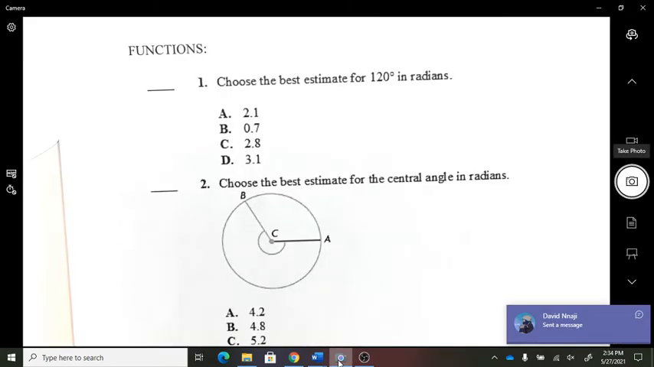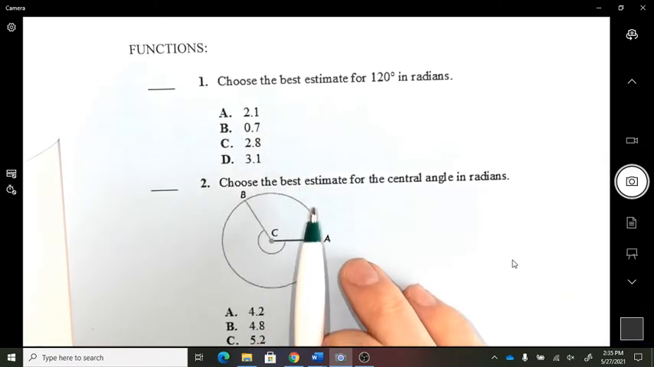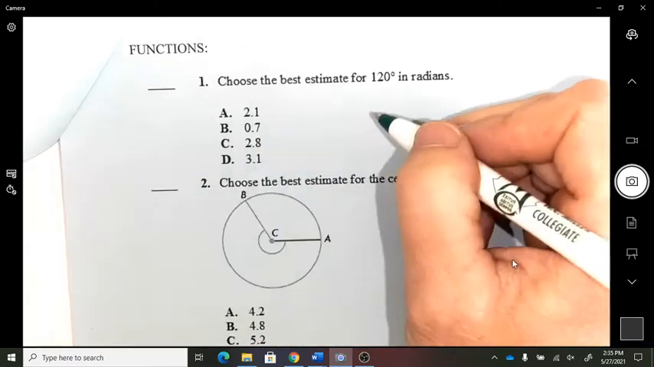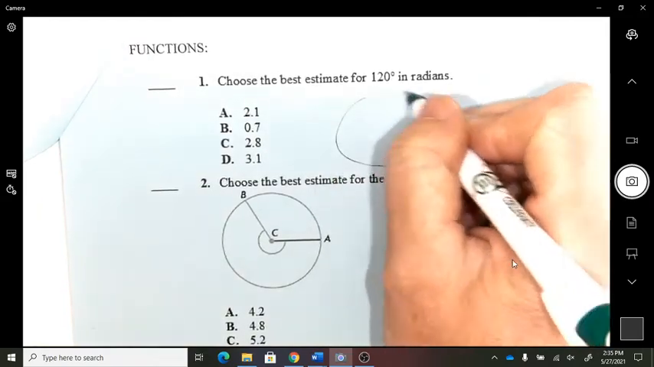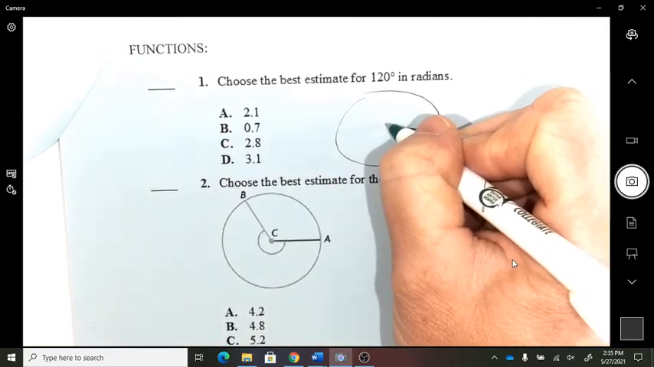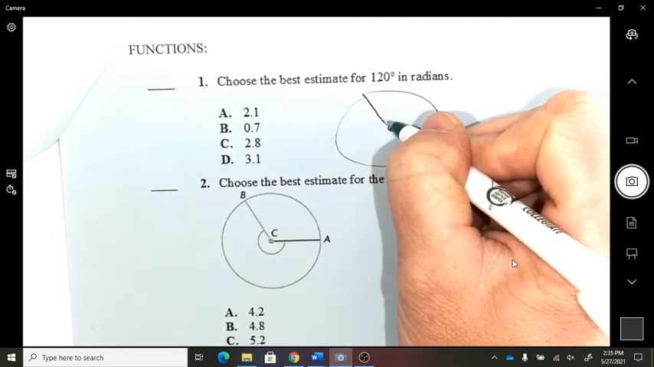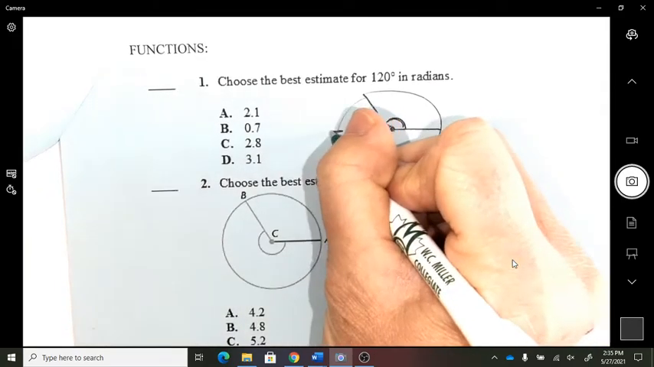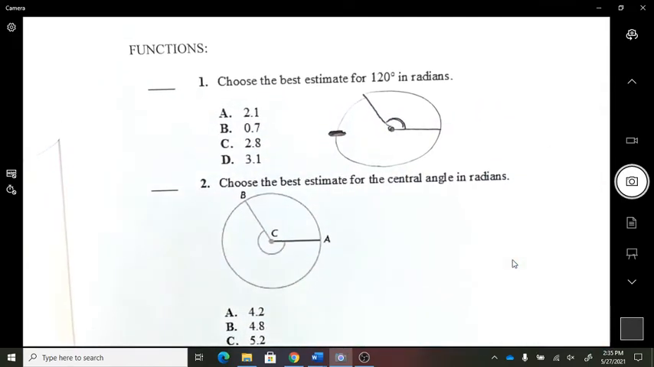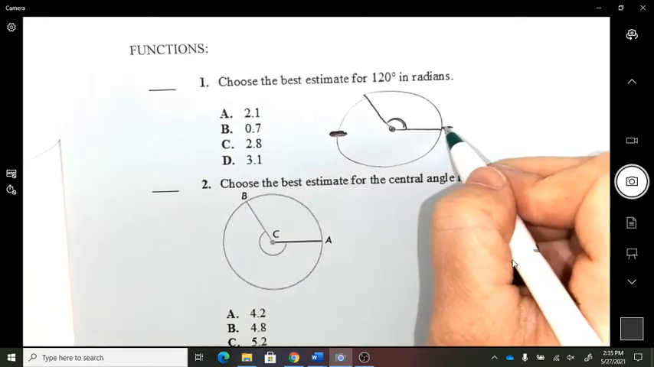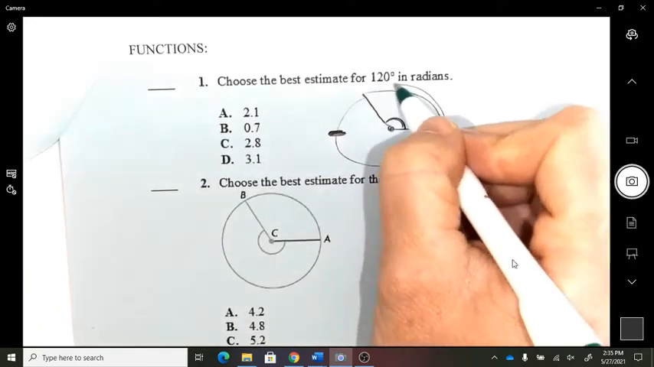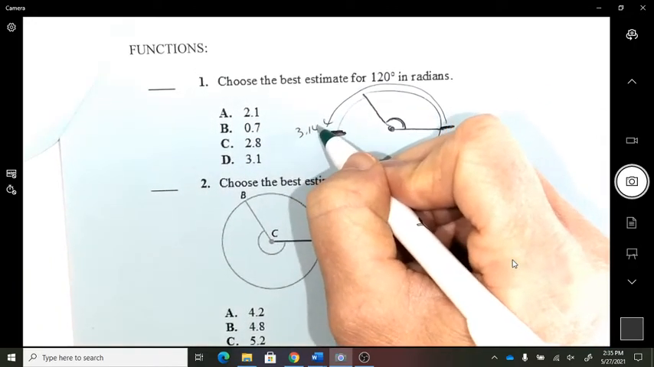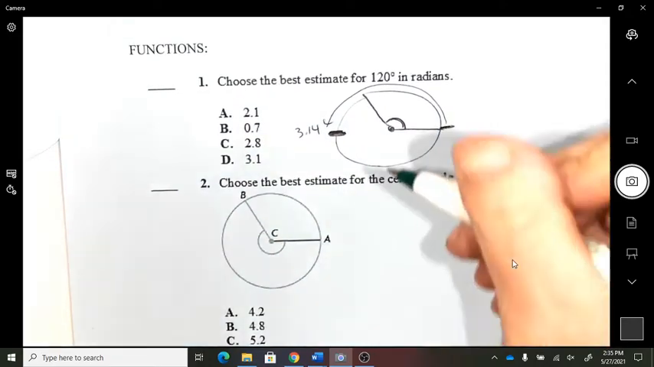Okay, functions, so sinusoidals. Choose the best estimate for 120 degrees in radians. So 120 degrees would be like that big. So what did you tell me before? All the way over here is how much as a number? 3.14. So we're not bigger than 3.